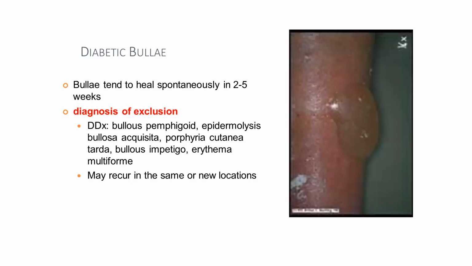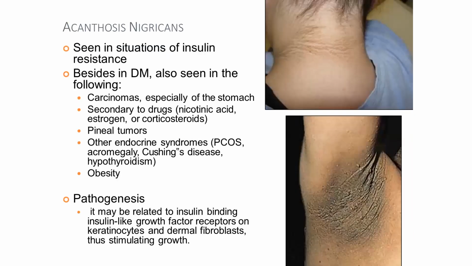Diagnosis of exclusion: you have to exclude bullous pemphigoid, epidermolysis bullosa acquisita, porphyria cutanea tarda, bullous impetigo, erythema multiforme. Then acanthosis nigricans. It is seen in situations of insulin resistance. Besides in diabetes, it may be present in carcinomas, especially of the stomach, secondary to drugs like nicotinic acid, estrogen, or corticosteroids, pineal gland tumors, other endocrine syndromes, PCOS, acromegaly, Cushing's disease, hypothyroidism, and obesity, in which it is called pseudoacanthosis nigricans.